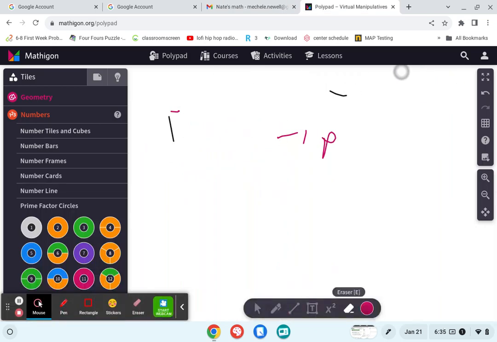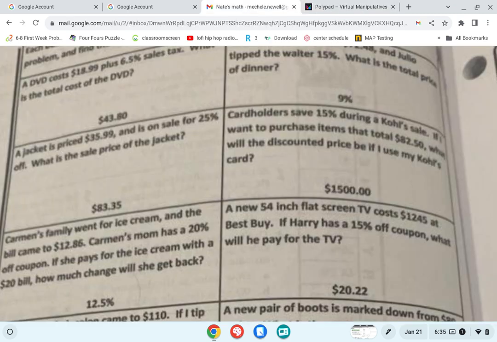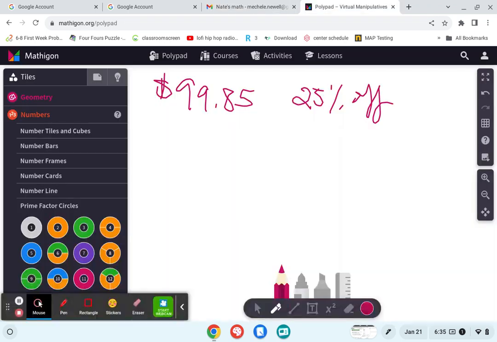Let's say I wanted to buy some tennis shoes because we all like those. And my tennis shoes were $99.85 with a sale price of 25% off. Okay, 25% off. What is the sale price of the shoes? And it is on sale for 25% off. What is the sale price? Not what is the 25% off amount, but what is the sale price?